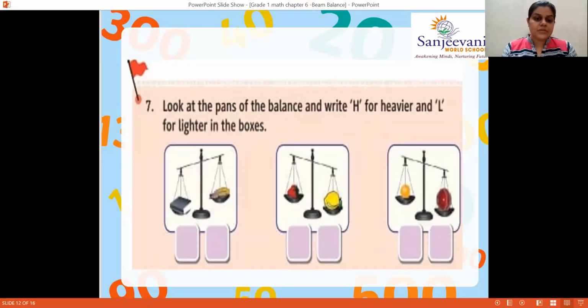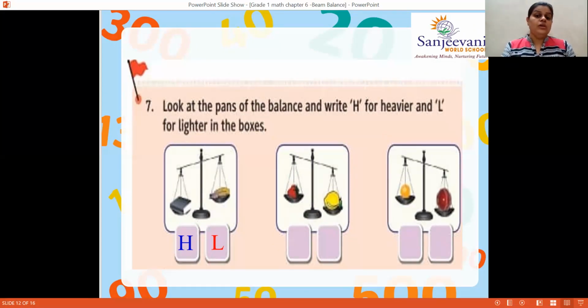Okay, so in the first picture, there's a book kept and a feather. The pan which has the book is going down. So yes, you are right. So that is heavier. Book is heavier and feather is lighter. Correct? Next example. There's a strawberry and mango.